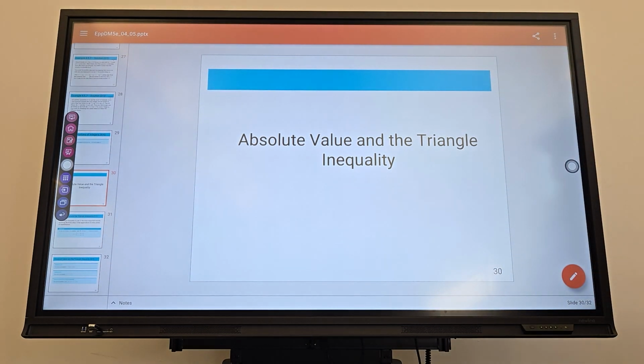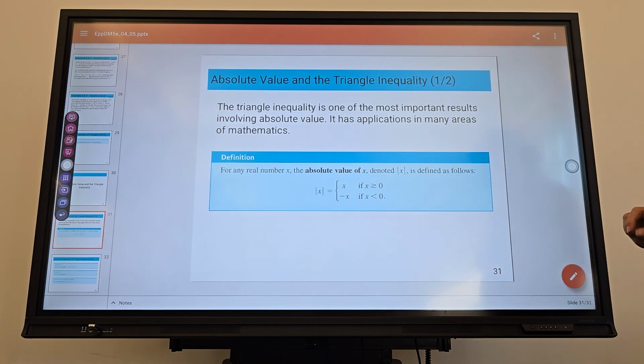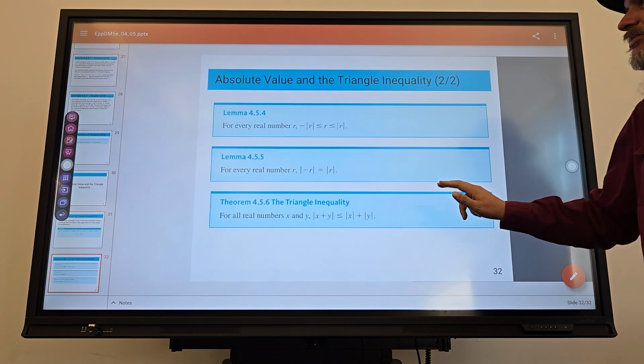Absolute value and the triangle inequality. The triangle inequality is one of the most important results involving the absolute value. It has applications in many areas of mathematics. For any real number x, the absolute value of x is defined as follows: the absolute value of x equals x if x is greater than or equal to 0, and minus x if x is less than 0. Basic algebra, I think, for that one, but just a reminder.